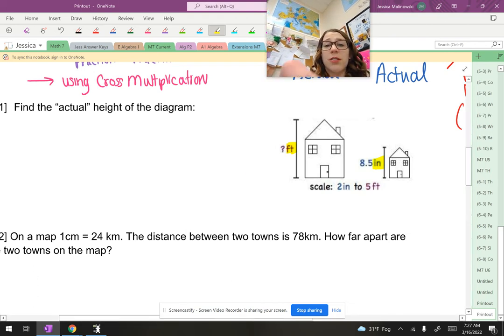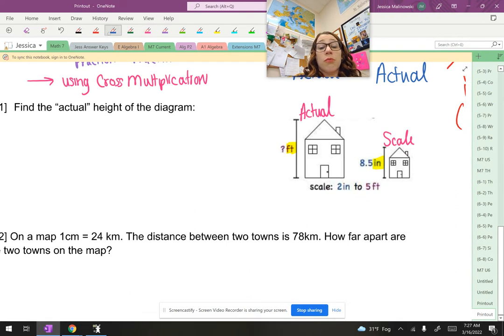I hope you're using feet. So this one right here is the actual, and I'm just going to write that right above it. And this one right here is my scale. So just real quick, going from this actual, which is bigger, to the scale, which is smaller, this would be a reduction.